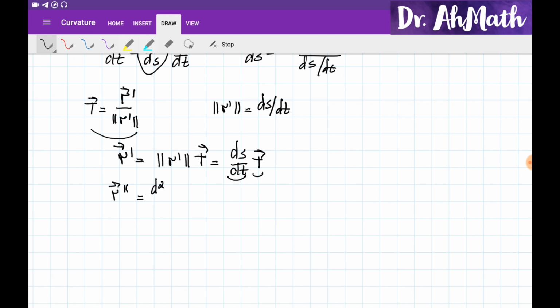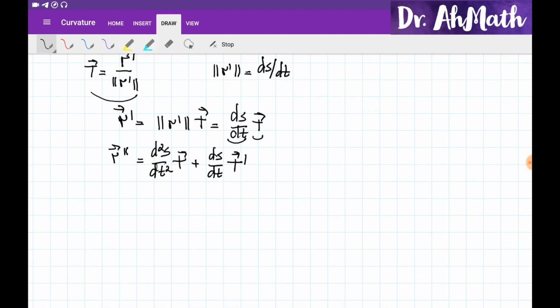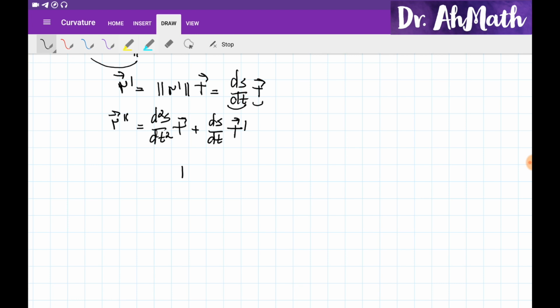It's going to be d squared s over dt squared, basically the second derivative of s, multiplied by T, plus ds/dt multiplied by the derivative of T, right? So please note that when we multiply a vector by itself as a cross product, this is going to be 0, right? Because when two vectors are parallel, their cross product is equal to 0, right?